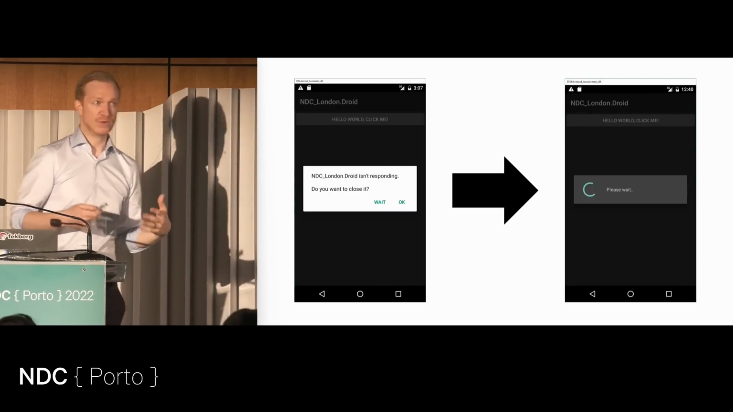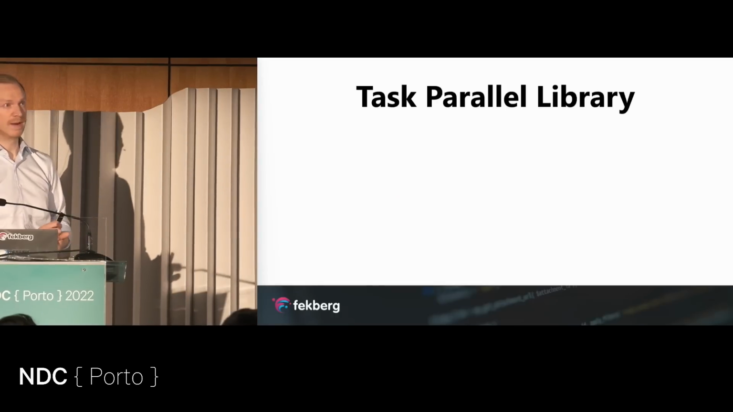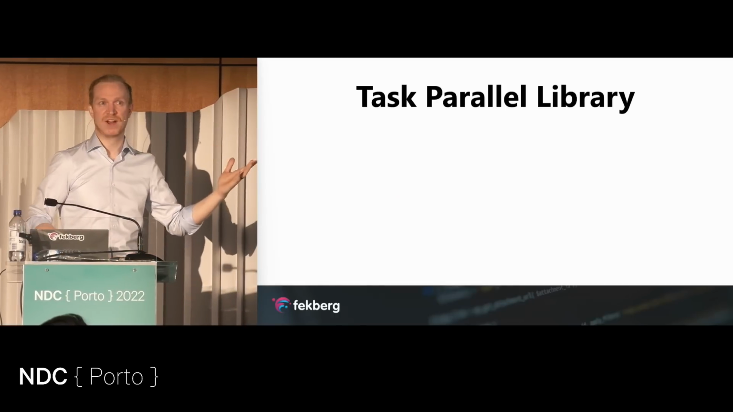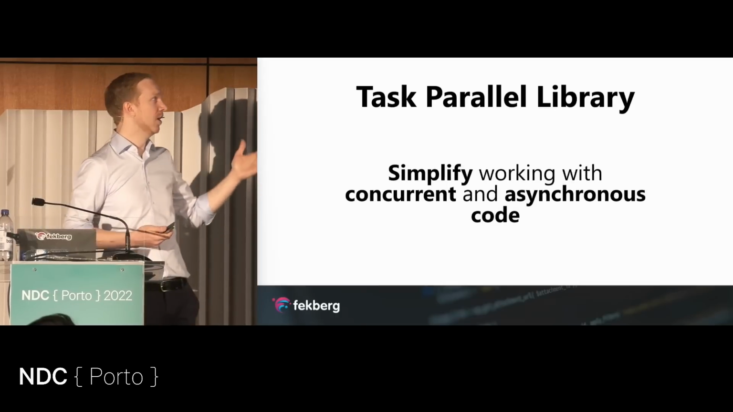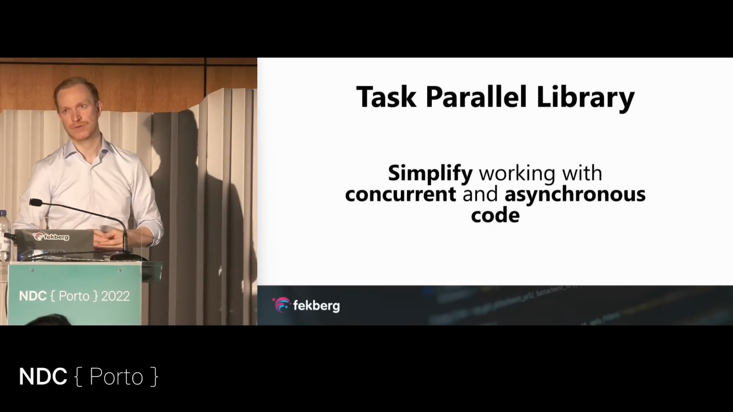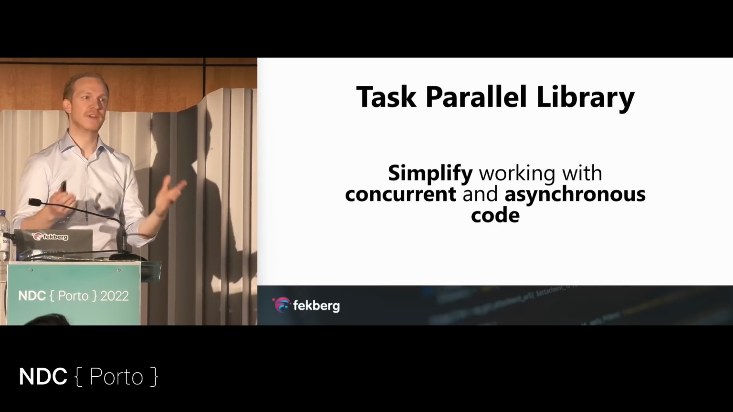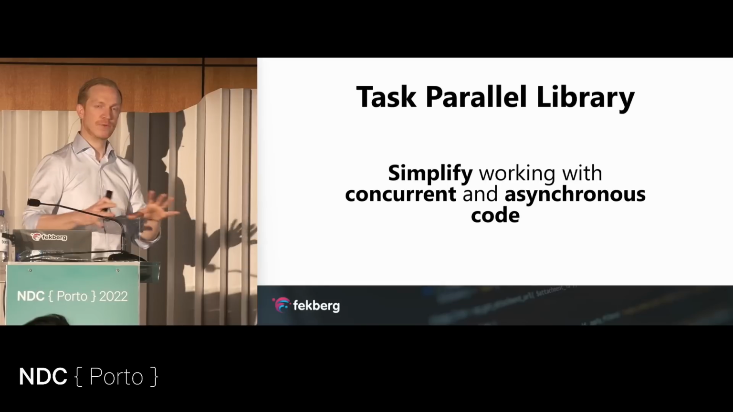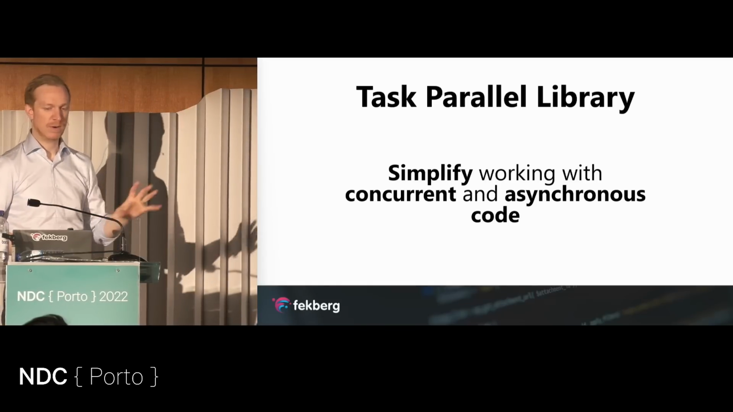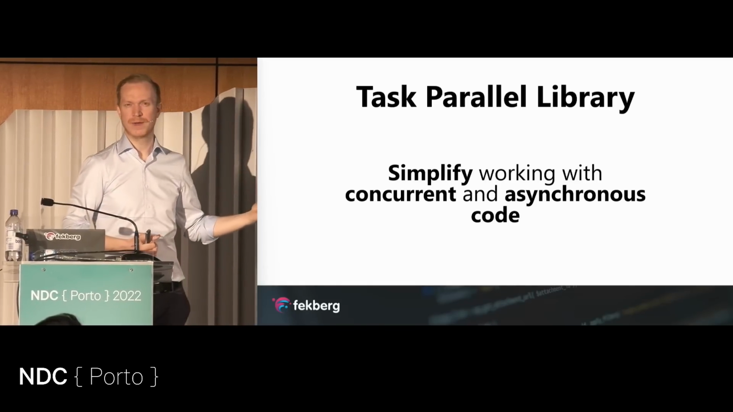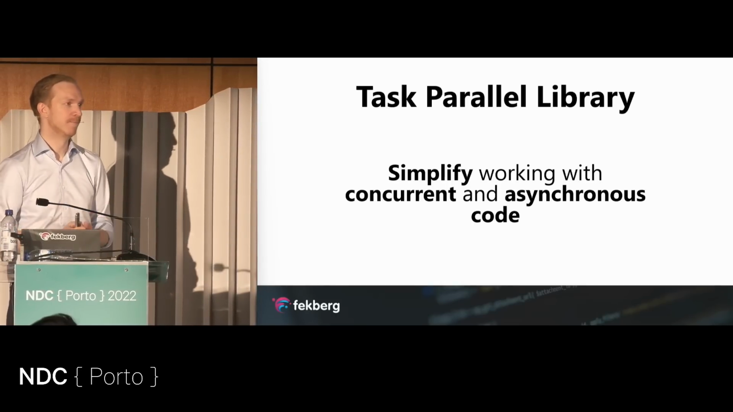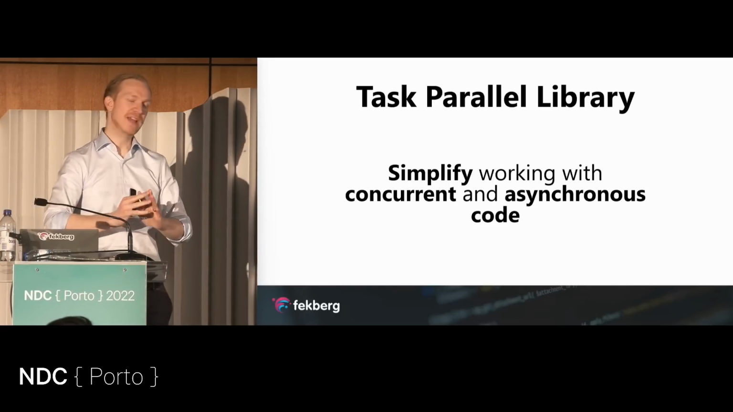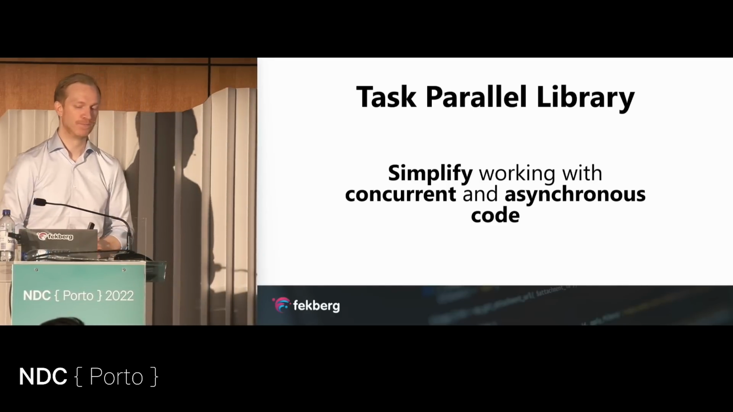And to do this, we want to introduce the Task Parallel Library. This was added in .NET 4.5, and the whole idea is to simplify working with concurrent and asynchronous code. It's kind of the definition of the Task Parallel Library. They group these two different paradigms together, where we have concurrent code, which is parallel programming, where we solve problems in smaller pieces, and do that as fast as possible using every available resource.